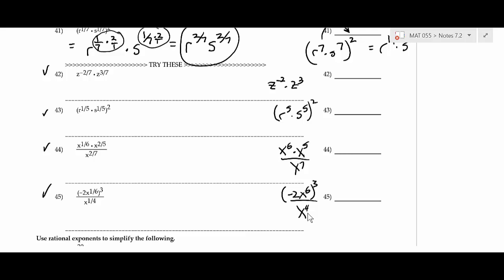What are you using as a common denominator? 210. Yeah, 210 should be what you get. Okay, that's good so far. How do I go about starting this one?